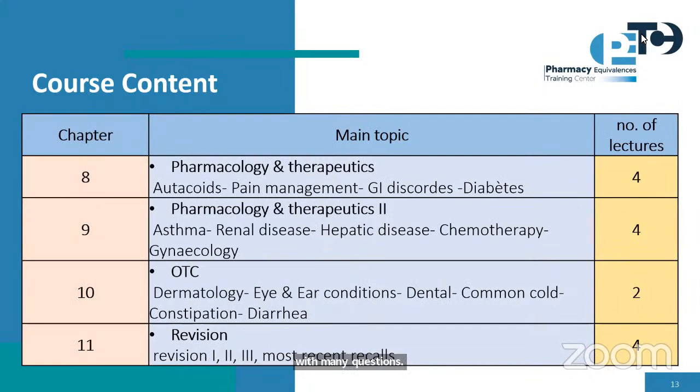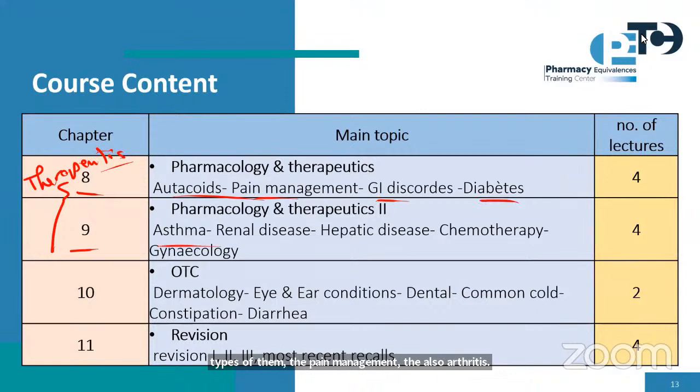The next chapter or next two chapters will be about therapeutics. Both of them will be about therapeutics. We will study many topics, many conditions. Firstly, with the autocoids: histamine, serotonin, prostaglandins, leukotrienes, the pain management and the analgesics, anti-inflammatory agents, different types of them, the osteoarthritis, rheumatoid arthritis, gout, GI disorders, diabetes, asthma, renal diseases, hepatic diseases, chemotherapy, which is one of the very important lectures also.